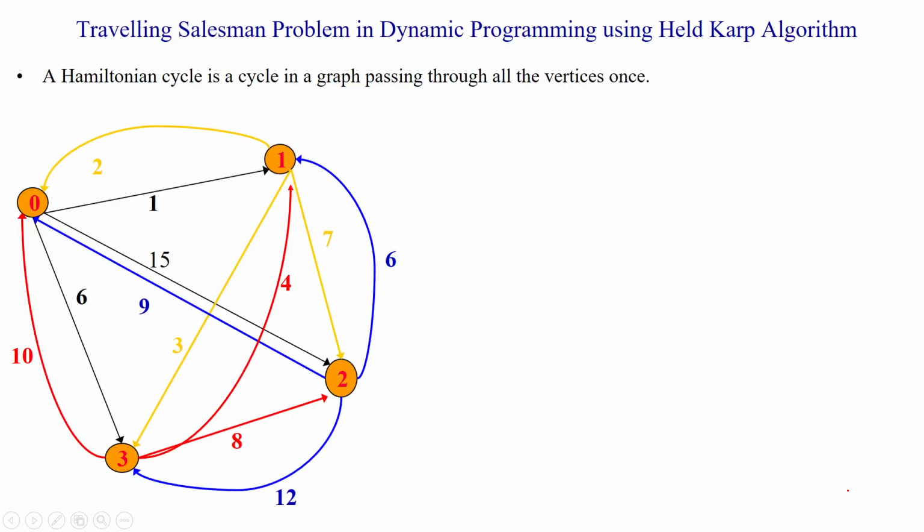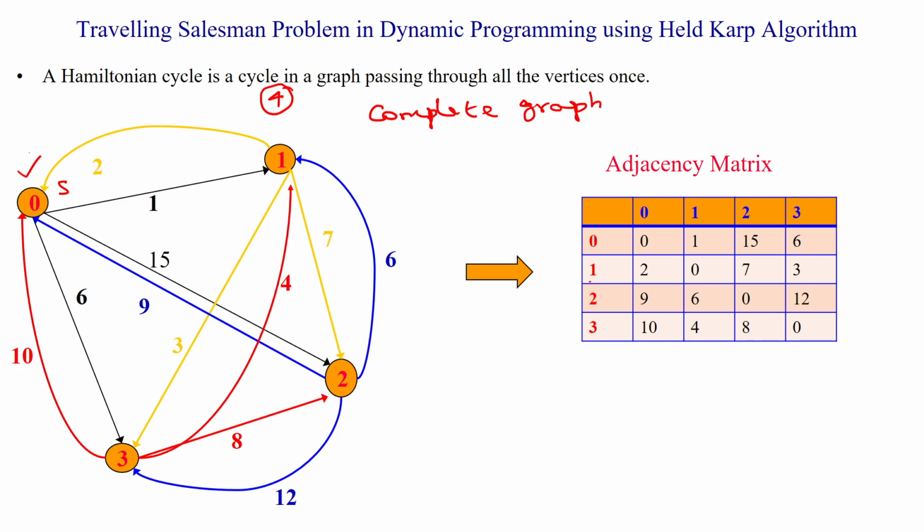Now we have the problem statement with four cities. The four cities have to be visited. Here the source city, the starting city, is 0. As I said, this graph is a complete graph. Only then can we apply the traveling salesman algorithm using dynamic programming. So from this graph, for computer programming, we are going to construct an adjacency matrix. Here in the adjacency matrix, the number of vertices is given in the rows and the same number of vertices in the columns.